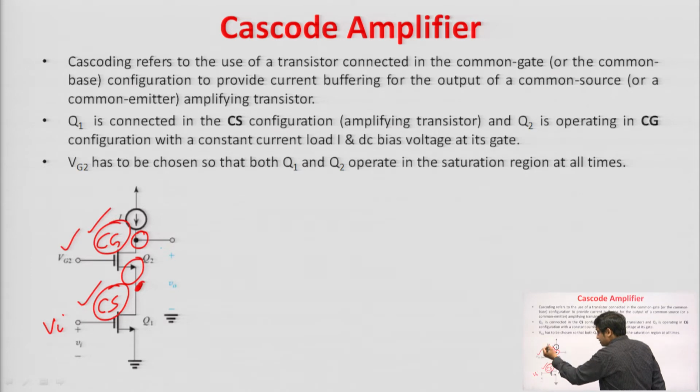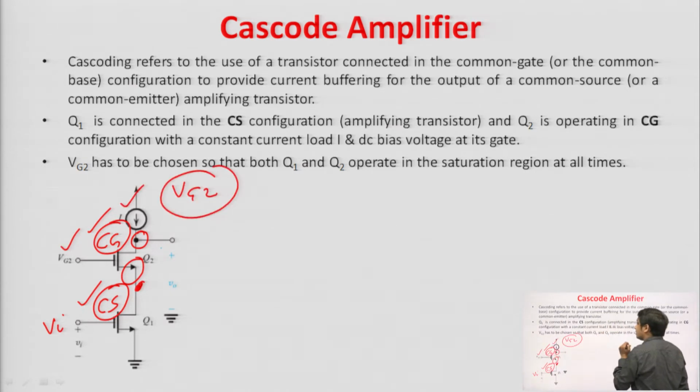And what is the role of this VG2? VG2 is the bias voltage and this I is the bias current, and the value of VG2 should be such that both the transistors Q1 and Q2 should be in saturation region. So, this is the cascode amplifier using MOSFET. Similarly, we can design cascode amplifier using BJT.